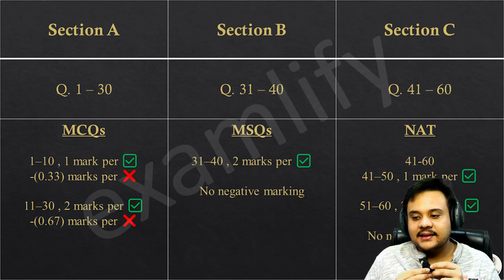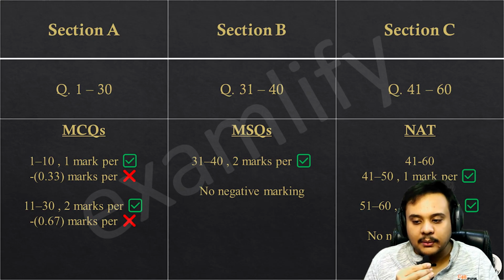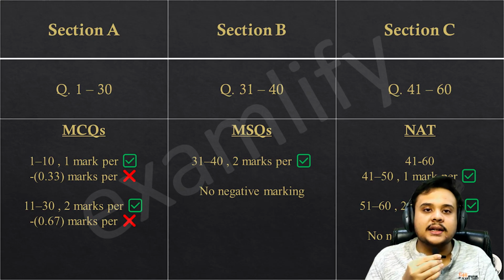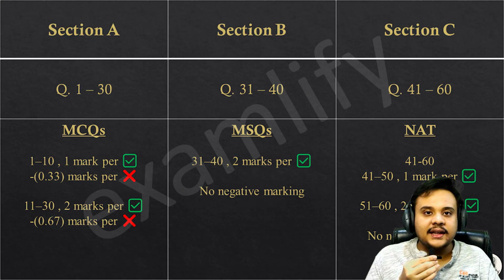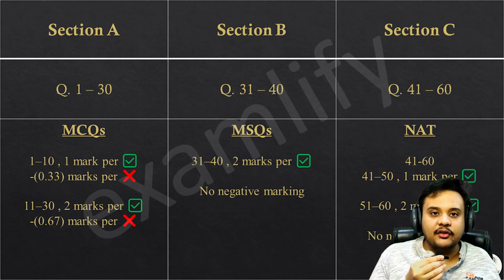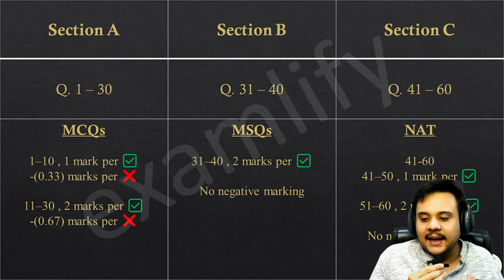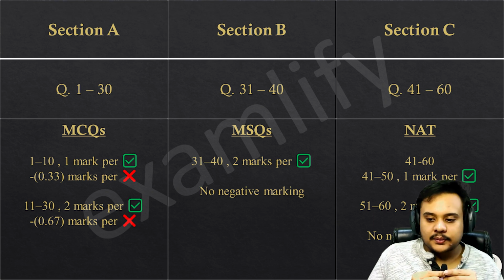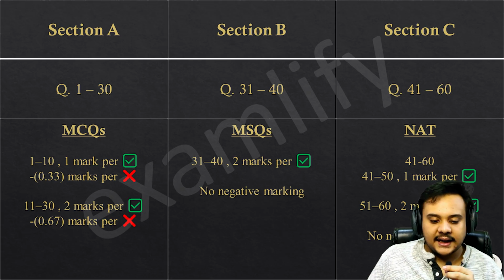Then finally section C has 20 questions. The first 10 questions from 41 to 50 are 1 markers, and 51 to 60 are 2 markers. If you ask whether there is a difference between the 1 markers and 2 markers, yes, there is a difference of difficulty. It doesn't mean that the 2 markers are more difficult every time. They might just take you more time to solve, and sometimes they also take less time. We have seen that they do not carry any negative marks.